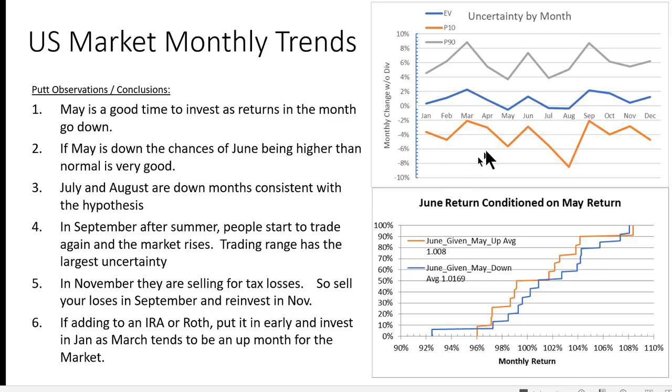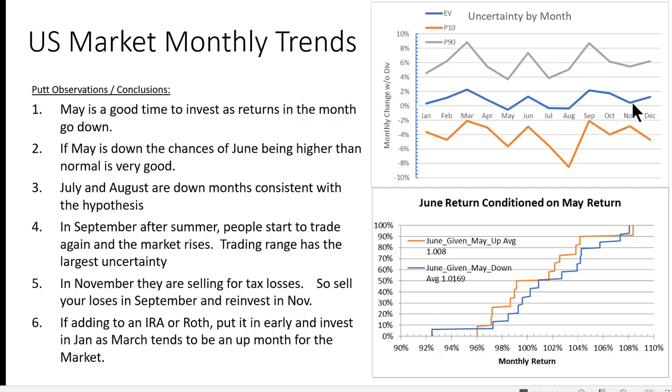Some other observations looking at the top graph here. May and August are down months, consistent with the hypothesis that the summer months are a swoon month. The market tends to go down in the summer, maybe because traders have taken a vacation. And then in September, when they return, people start to trade again and the market rises. So over here we can see September is much higher, both on the expected value, P90 up here, and the P10. And then in November, over here, people are selling for tax losses.